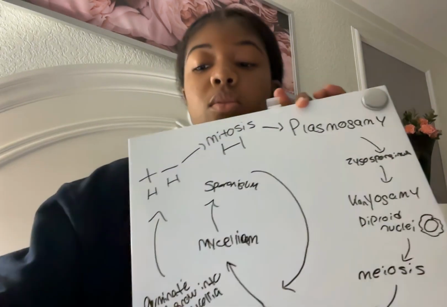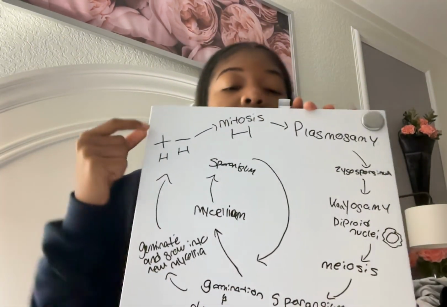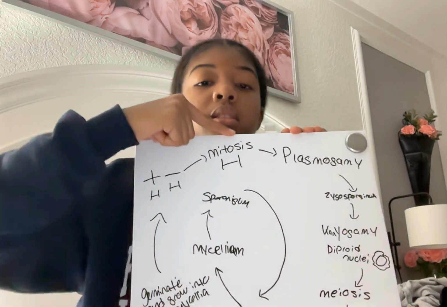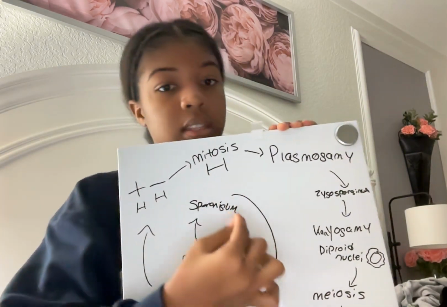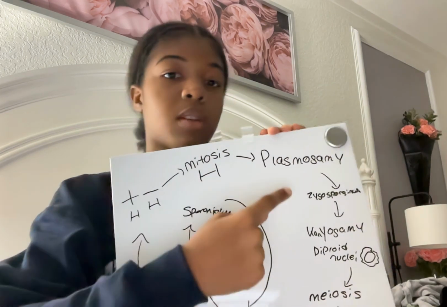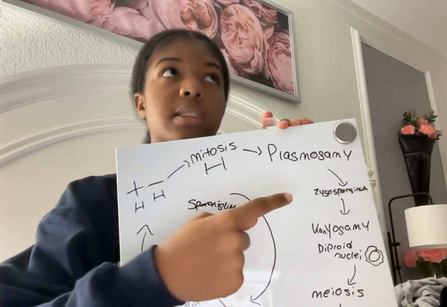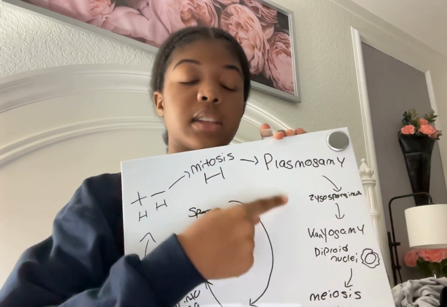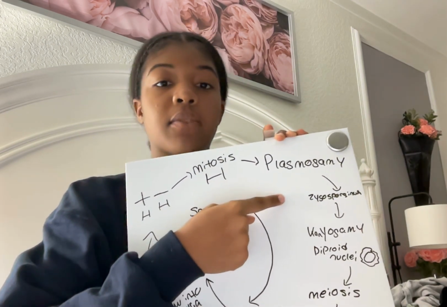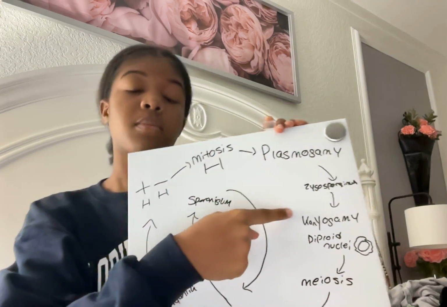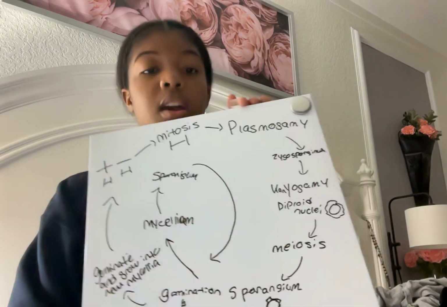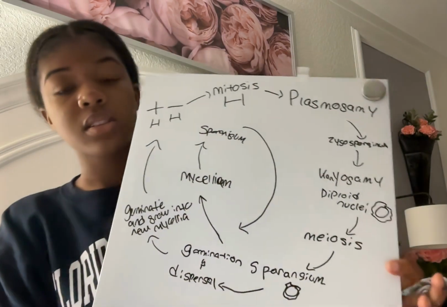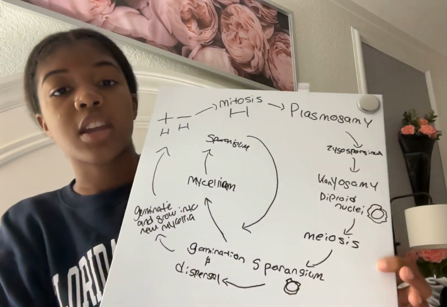So let's do it one more time. We have the positive and negative because it's not male or female. And then we go through mitosis, which brings the two mating types together. Then we go through plasmogamy, which is the fusion of the cytoplasm. After that, we have a zygosporangium. And then we go through karyogamy, which is the fusion of two nuclei, which produces diploid nuclei. And then we have meiosis, which is genetic variation.